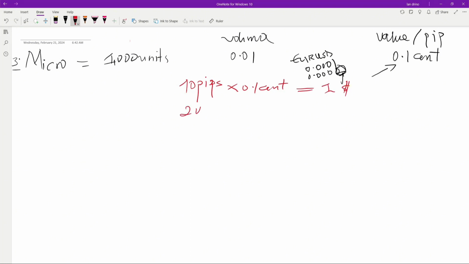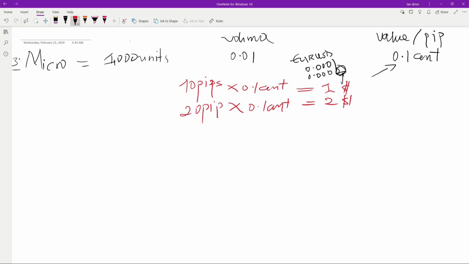So if you make 20 pips profit with 1 micro, how much are you going to be making in the market? 20 times 0.1 cent. How much will you be making? $2, just like that. So micros are actually very, very small. You can't really see a lot of money with micros, but if you want to trade your accounts for so long, you can trade micros, okay?